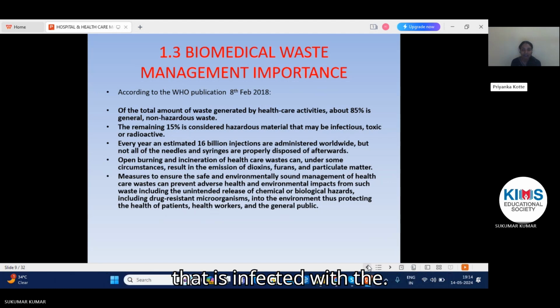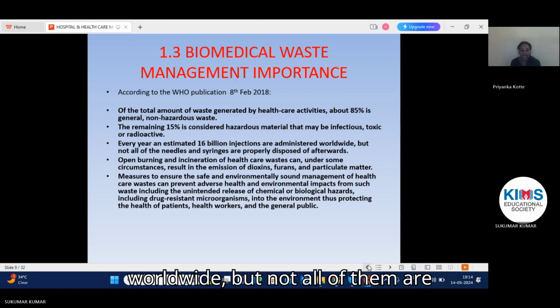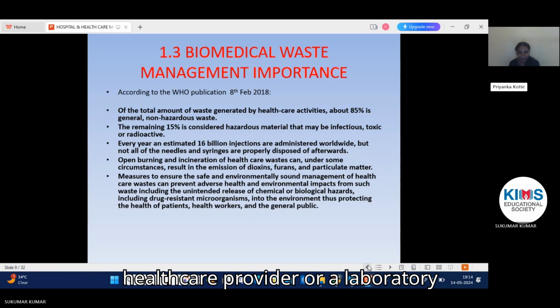We have seen already that anything infected with blood and body fluids, or containing toxins, or that is radioactive, goes into the contaminated or hazardous category. So that is only 15% of the waste. Okay, and every year 16 billion injections are administered worldwide, but not all of them are properly disposed of afterwards. So it is a very, very important factor. If you are working as a nurse, a doctor, a healthcare provider or a laboratory person, this is the thing we need to consider. Sixteen billion injections are administered worldwide, but not all are disposed of properly. That is under our own control directly, so we need to look into it.